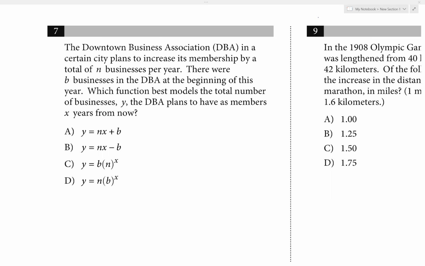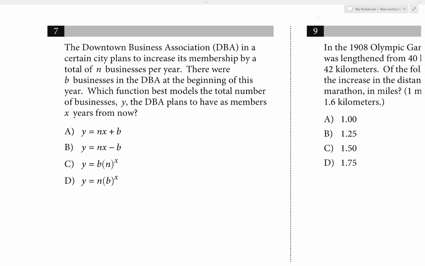All right, question 7. The Downtown Business Association, DBA, in a certain city plans to increase its membership by a total of N businesses per year. There were B businesses in the DBA at the beginning of this year. Which function best models the total number of businesses Y the DBA plans to have as members X years from now? Okay. So we're going to increase the membership by N businesses per year.